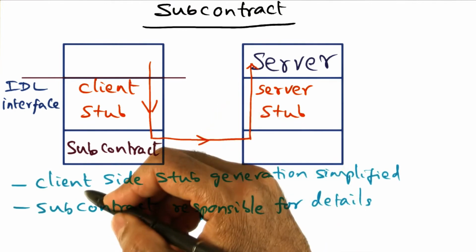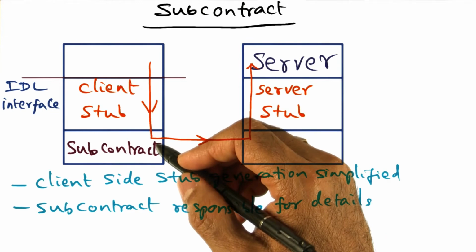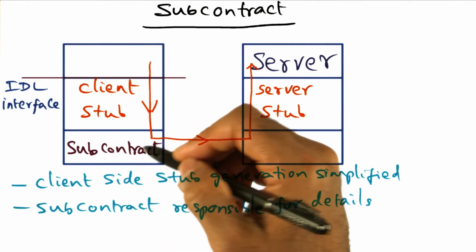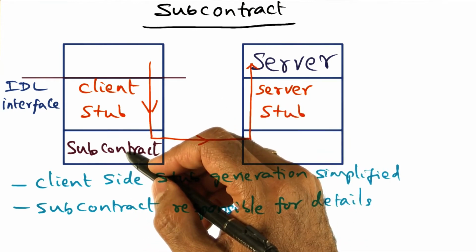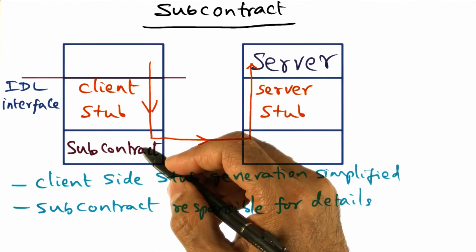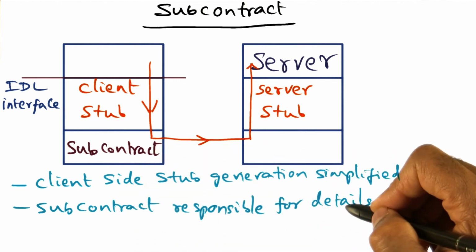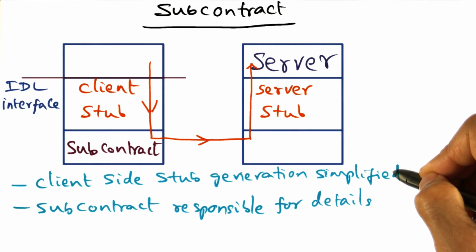So what that means is the client side stub generation becomes very simple, because all of the details of where the server is, how to access the server, whether the server is on the same machine or in a different machine, and if there are multiple copies of the server, which copy of the server should I go to, all of those details are in the subcontract mechanism. That makes the life of client-side stub generation very, very simple.